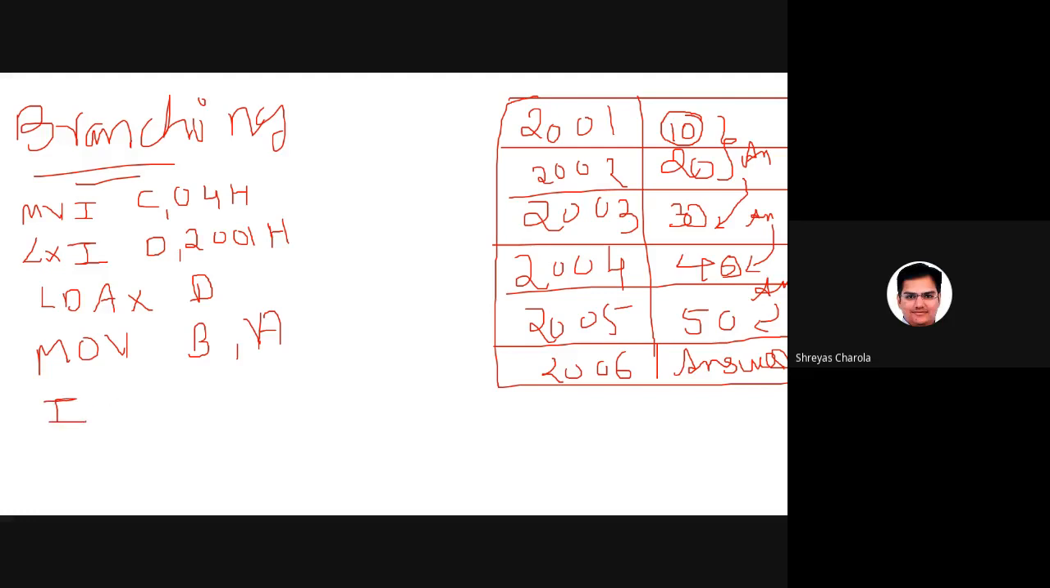Okay, sorry, I need to add these two data. Okay, first I need to put INR E. That means in D and E the data is 2001, and if I increment E only, now the data is 2002. Okay. Now I'll do this again.